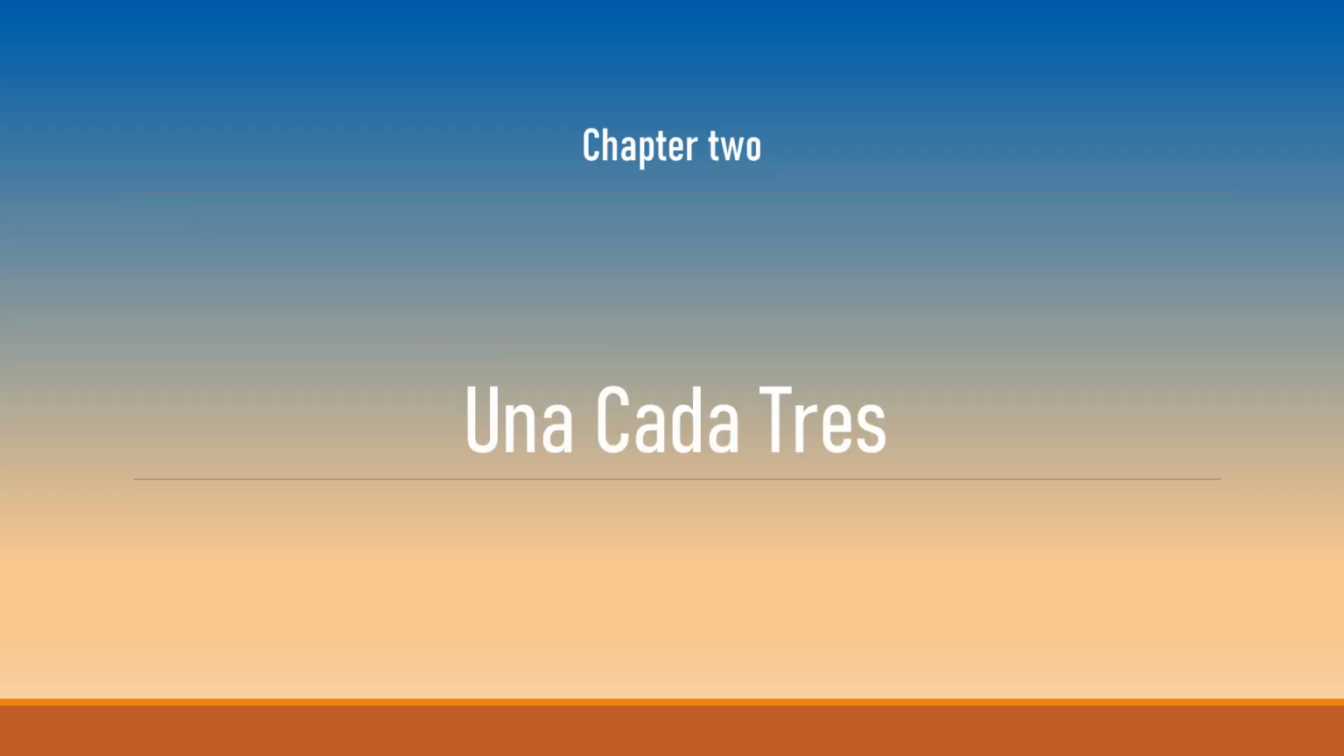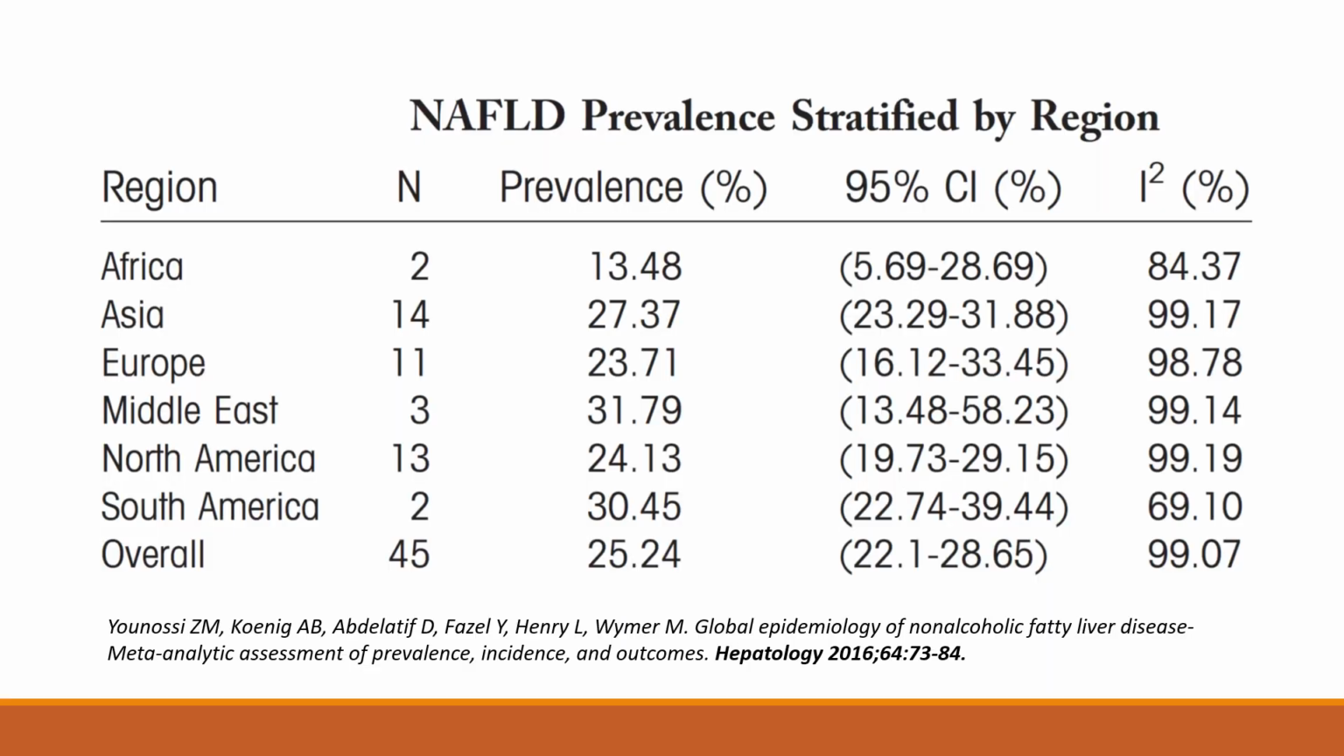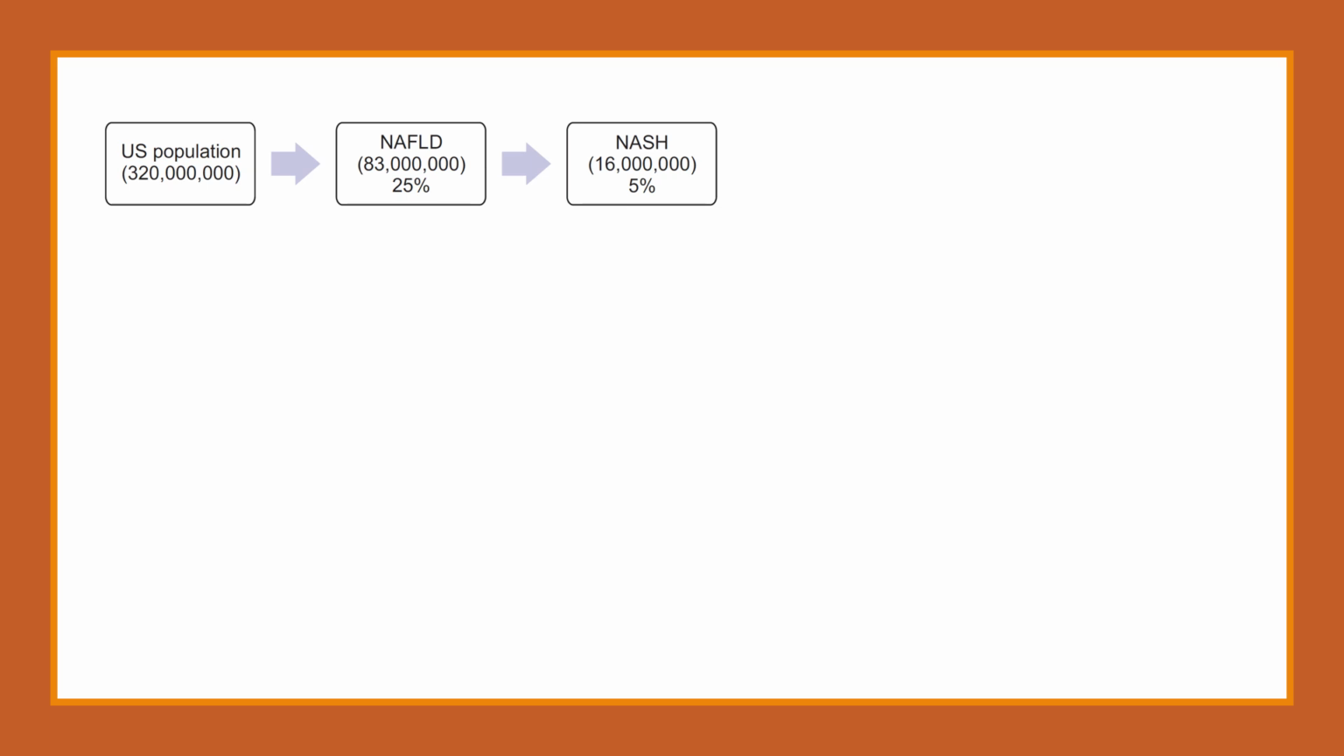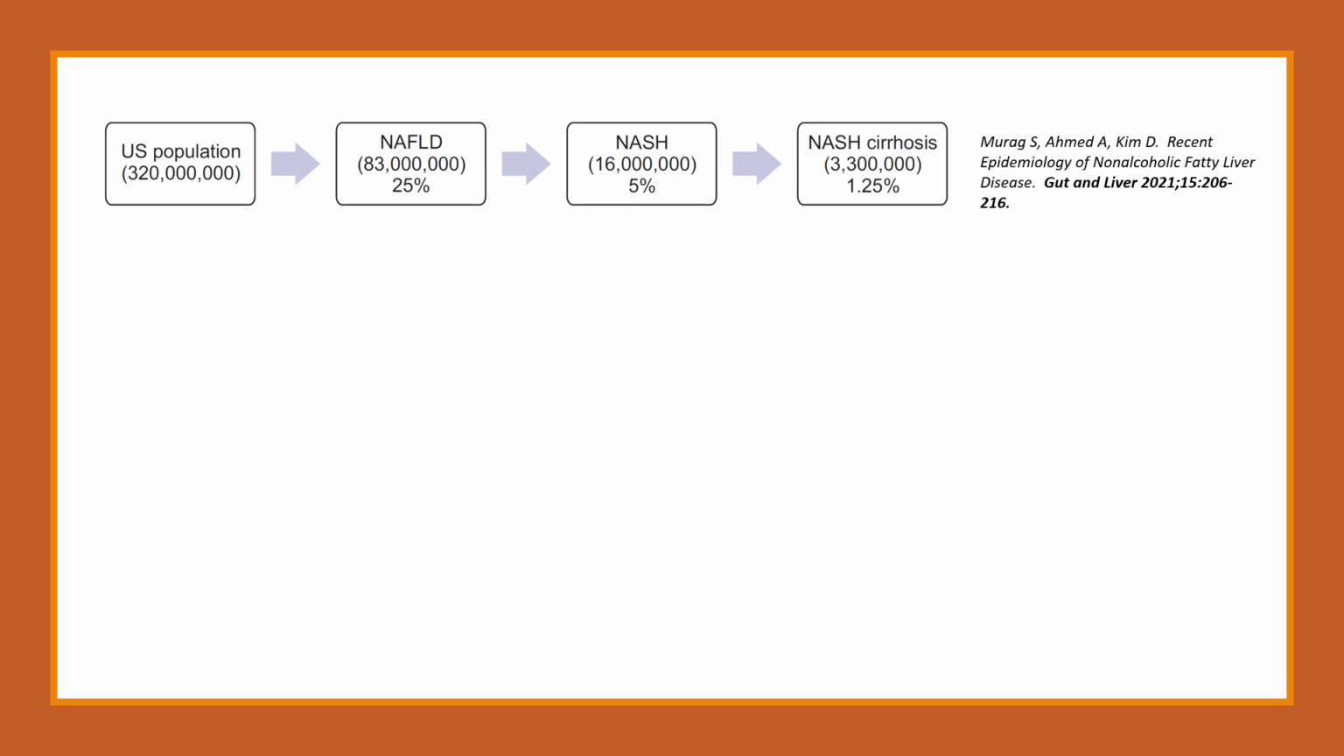Moving on to the epidemiology of MASLD. A large and oft-cited epidemiologic study estimates that the prevalence of MASLD in North America is about 25%, which means that, assuming a US population of about 320 million, we have about 83 million patients with MASLD. And if we then project the inherent epidemiology of the disease onto that population, in essence where patients fall across the MASLD spectrum, we estimate about 16 million with MASH and over 3 million with MASH cirrhosis.